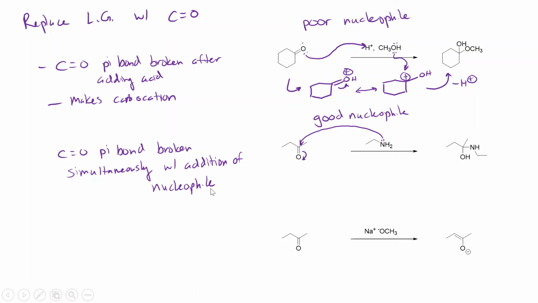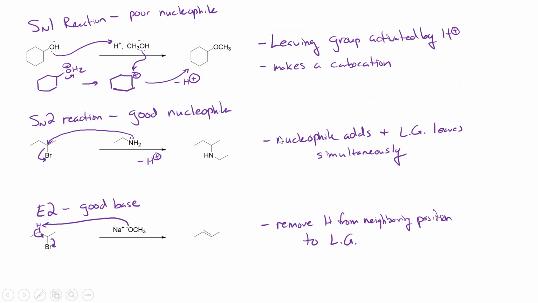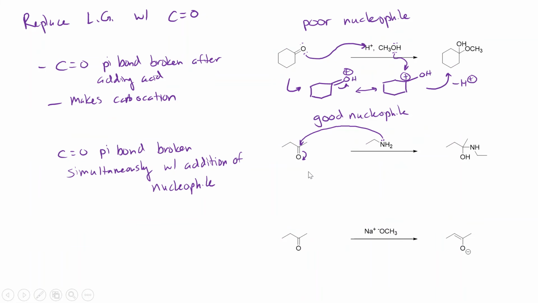This is, of course, very similar to an SN2 reaction, only instead of breaking a carbon-bromine bond and losing a leaving group, we're breaking the CO pi bond and pushing those electrons just to the oxygen instead of the bromine. Okay, so you see where this is going.